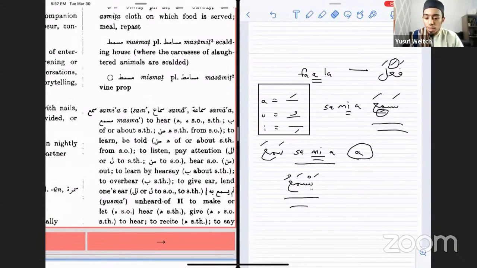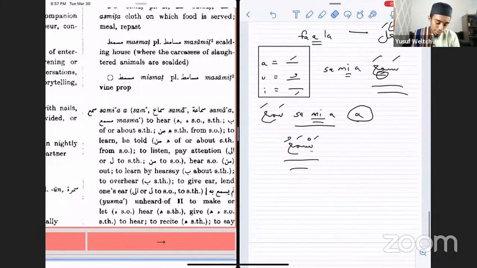The brackets show you all the possible root nouns. This word, sami'a yasma'u, has the first root noun sam'un, sama'un, sama'atun, masma'un, all of those are root nouns. This one's pretty expansive. If you were to do the short version, it would be sami'a yasma'u sam'an fahuwa sami'un.